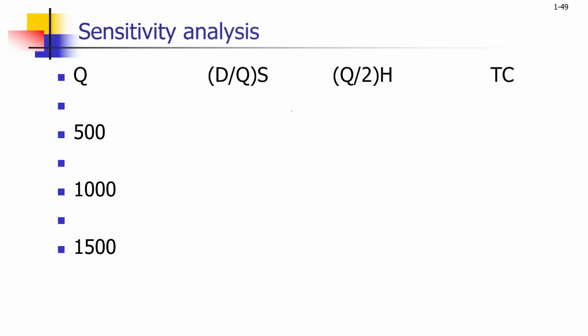Then we can also do what we call sensitivity analysis. What is sensitivity analysis? People call it what-if analysis. So assuming we order 500, what will be our holding cost? What will be our ordering cost, and what will be the total cost? Assuming we order 1,000 units, what will be the effect on cost? Assuming we order 1,005 instead of the 200.